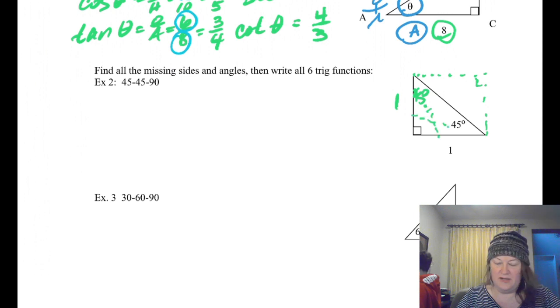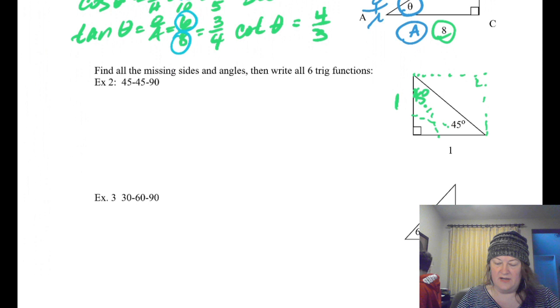Okay, so how do I figure out what this hypotenuse is? So we're going to again use Pythagorean theorem. So we're going to be doing 1 squared plus 1 squared, those are the two legs, equals c squared. So I'm going to get 1 plus 1 equals c squared. So 2 equals c squared, so c must be square root of 2. So this is going to be a square root of 2.